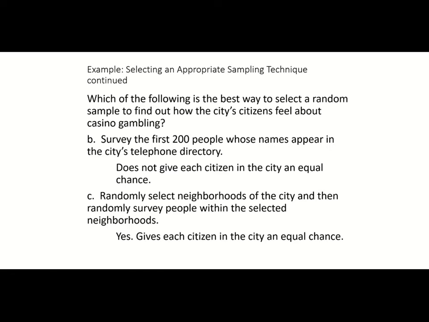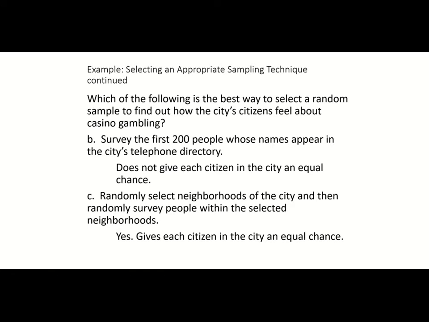So the next suggestion would be to survey the first 200 people whose names appear in the city's telephone directory. Again, you could survey 200 people, but you don't want the first 200 names because then you're getting probably all the A's and maybe some B's, but then nobody else. So you're not really getting a good sample of people. You could survey every 8th person in the phone book, every 9th person, and that might be good.